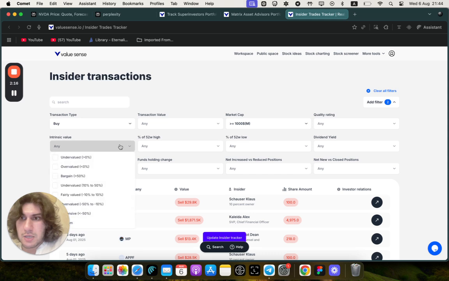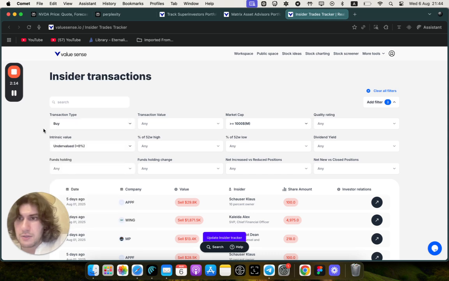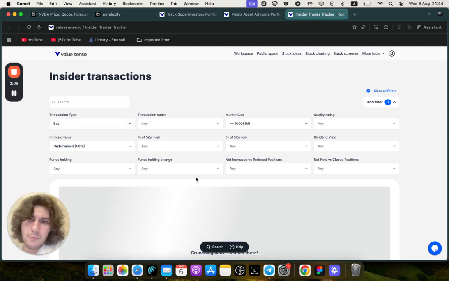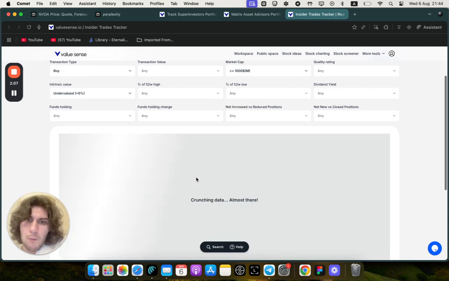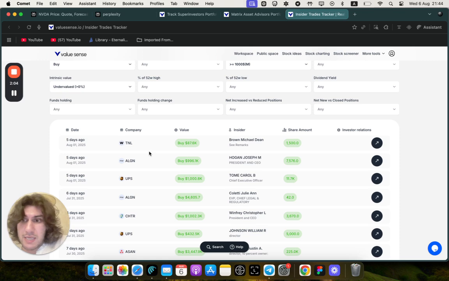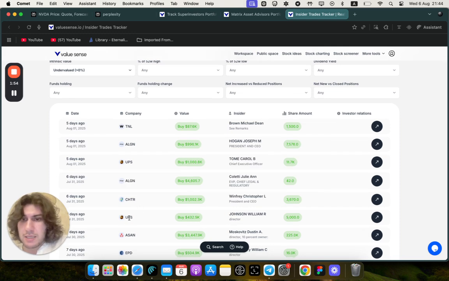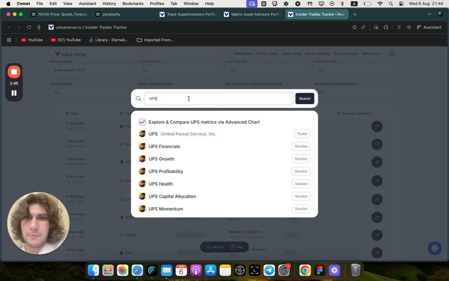Let's say I want undervalued companies and insider transactions with a buy. It thinks a little bit and then spits out lots of stocks and insider transactions of undervalued companies with a buy. It usually means something, and if I want to get deeper, I can go to those individual names and analyze them further. So I'm going to show you the third tool that will help you do that.